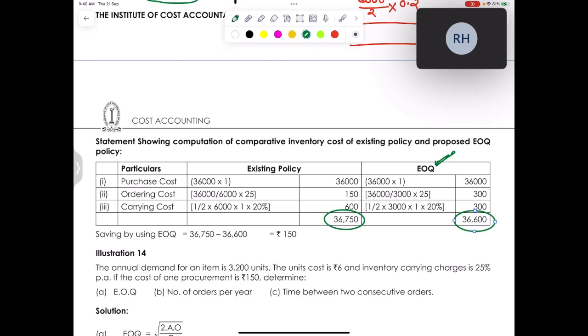We have to determine three things: economic order quantity, number of orders per year, and time between two consecutive orders. Okay, I'm giving you 2 minutes of time, my dear student. Each and every student is requested to solve this particular question on their own.